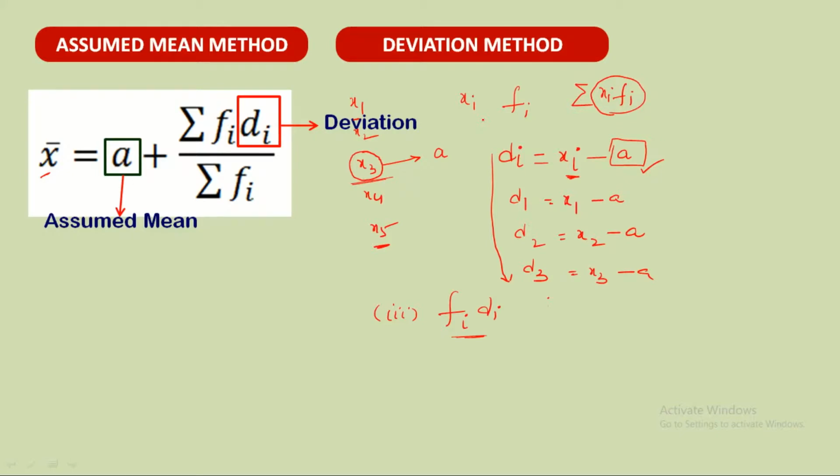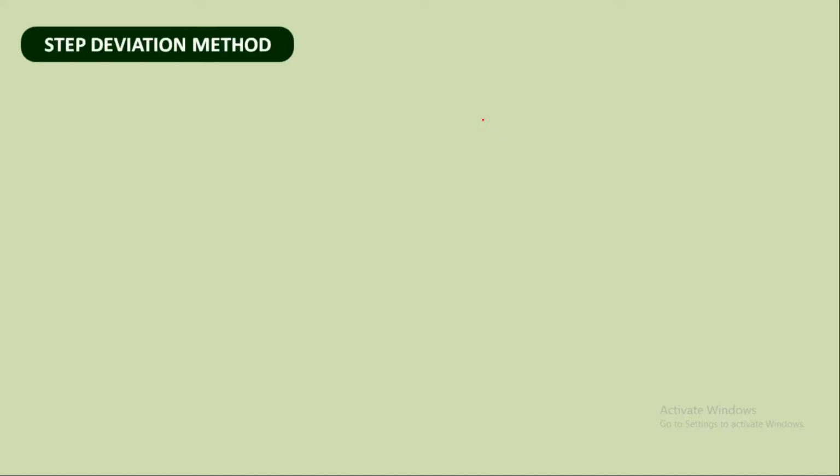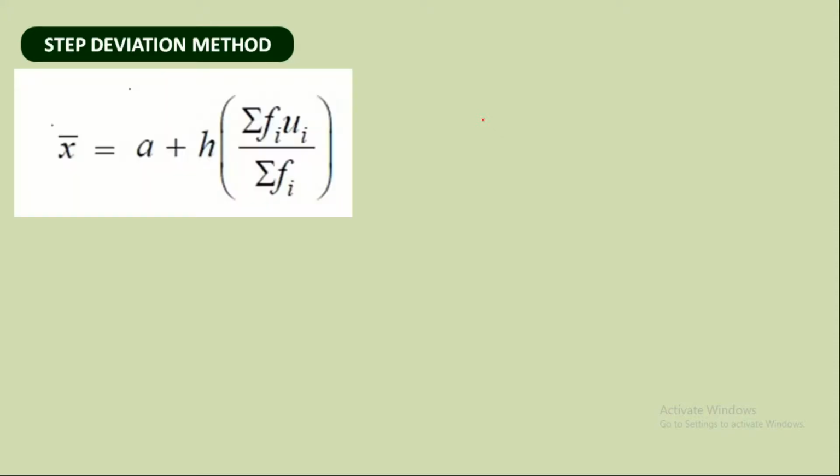And the final one, which I consider the simplest and easiest, is the step deviation method. What we are going to do in this method, we will discuss now. First of all, let us look at the formula. Here x bar denotes the mean, and a is again the assumed mean. There is a new letter ui and a new letter h. We'll see about them.